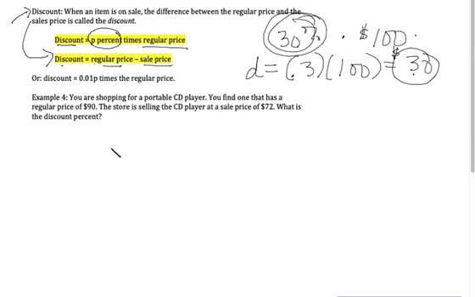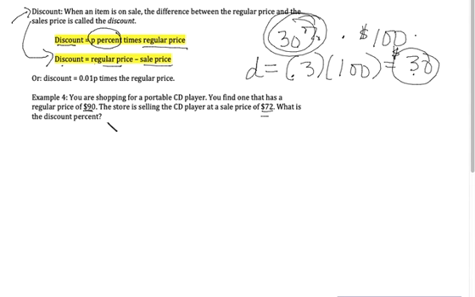Okay, it says, we're shopping for a portable CD player. Yes, once again, this dates the textbook because we don't have that now. You find one that has a regular price of $90. Okay, so that's our regular price. The store is selling the CD player at a price of $72. What is the discount percent?